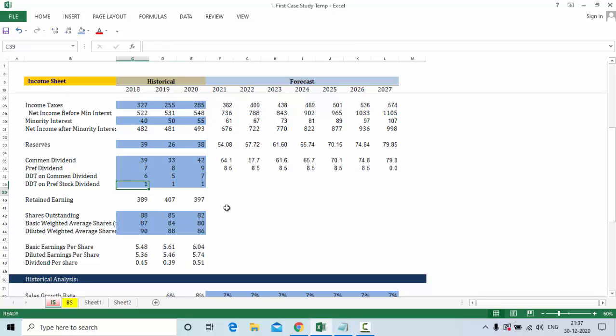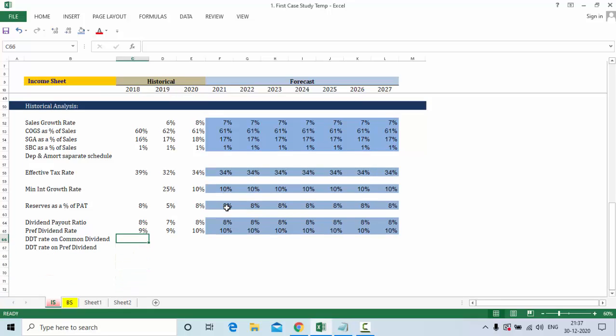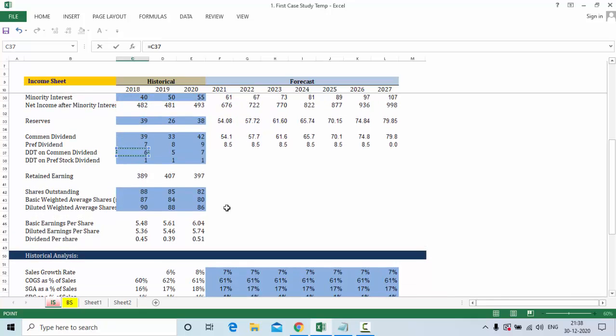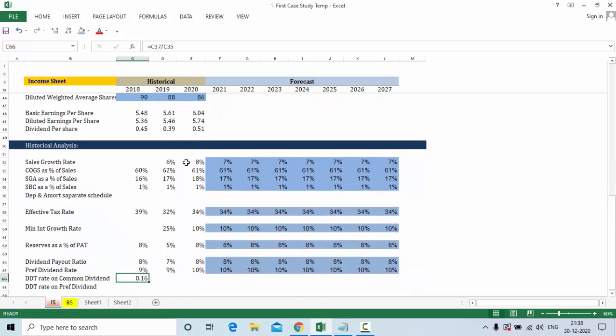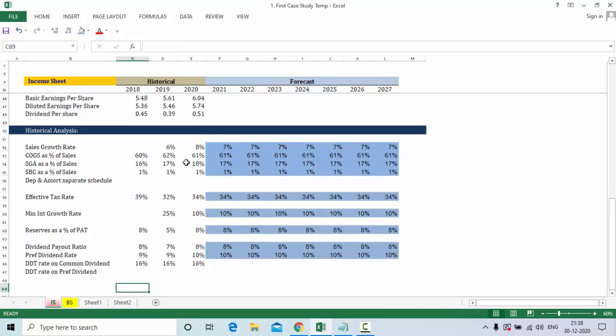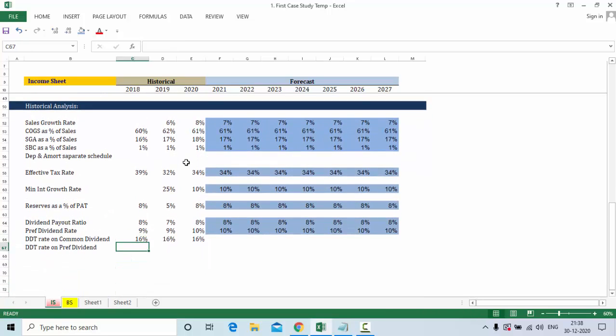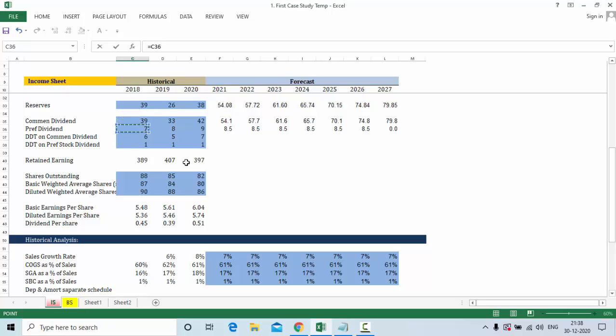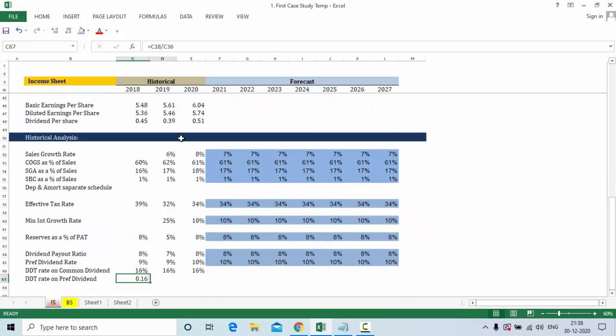So what we have to do, we have to first calculate dividend distribution tax. What is the rate? So equal to, come here, dividend distribution tax divided by common dividend. So this DDT on common dividend is taken as a percentage of common dividend. So it is around 16%. Control R. Let's calculate dividend distribution tax rate on preference dividend also. So equal to, come above, DDT on preference stock dividend divided by preference dividend. Control R.